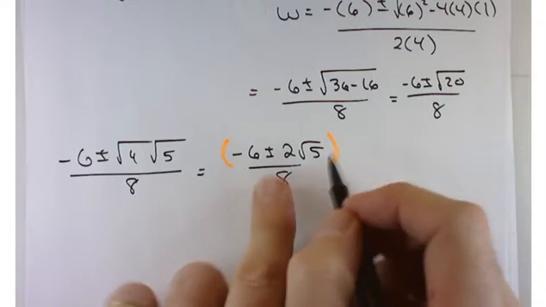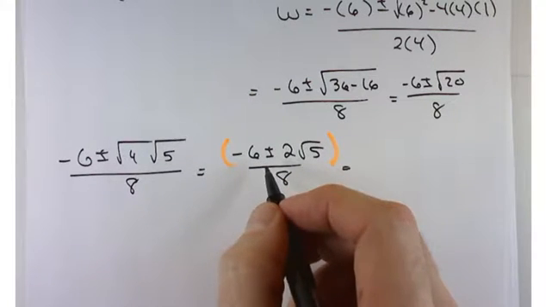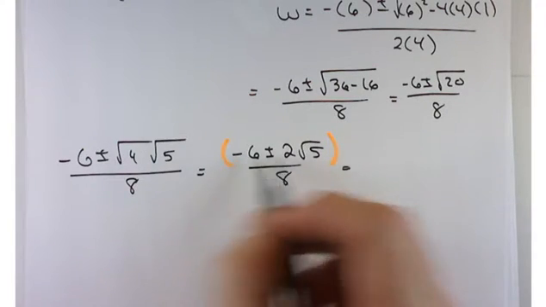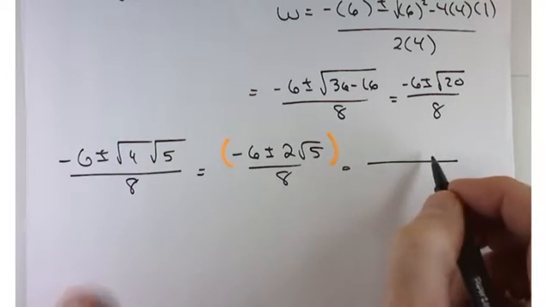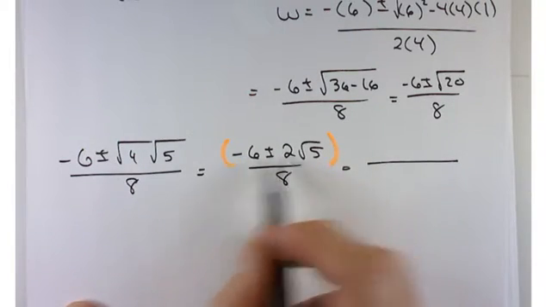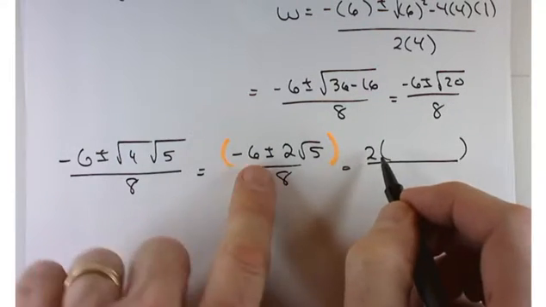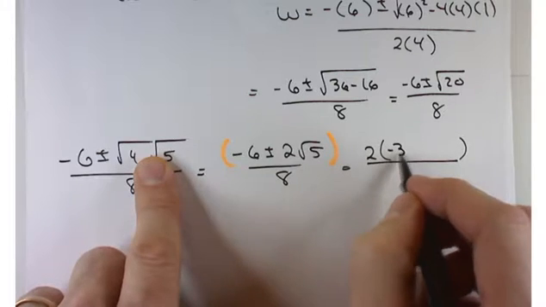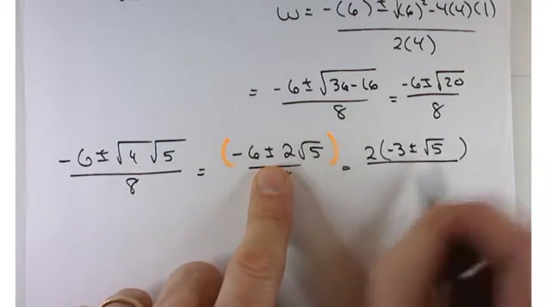But what you can do is you can factor something out. Sydney, is there a greatest common factor here between these two terms? Something that's in common to both of these I can factor out? A 2. If I factor out a 2, that leaves behind a negative 3. And here I'm left with just plus or minus the square root of 5.